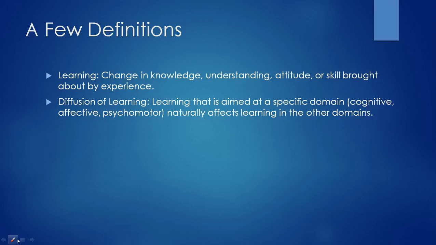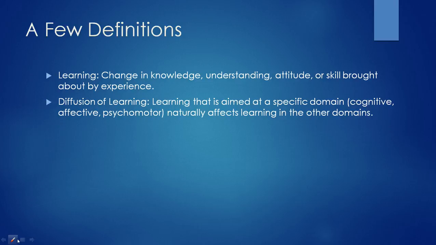Well, let me restate that. Diffusion of learning is this: learning that is aimed at a specific domain just naturally affects other domains. It spills over into the other domains. So if I'm teaching at some cognitive level, trying to teach math and how to do formulas, I want to not just teach that, but there's also going to be a spillover into the affective. That means the student's not just going to learn math, but they're also going to develop an attitude about math. It might be because of their hardship, or maybe their ease of doing it. It's also going to come from the teacher's attitude.